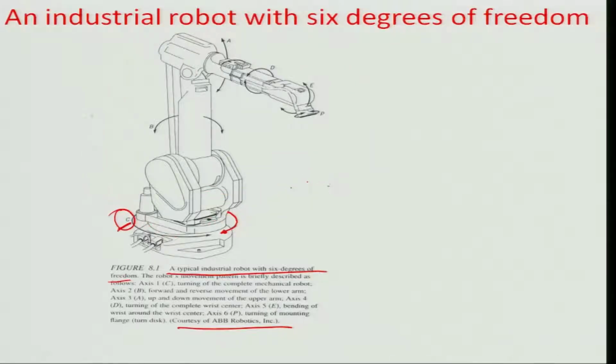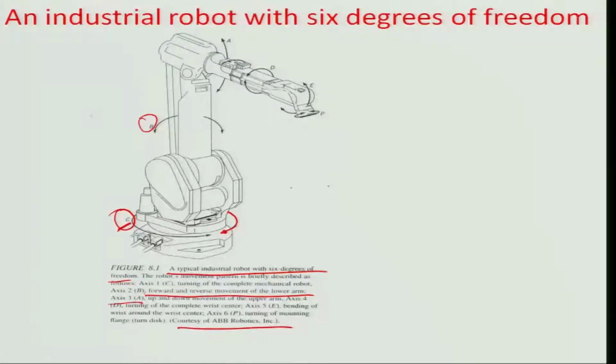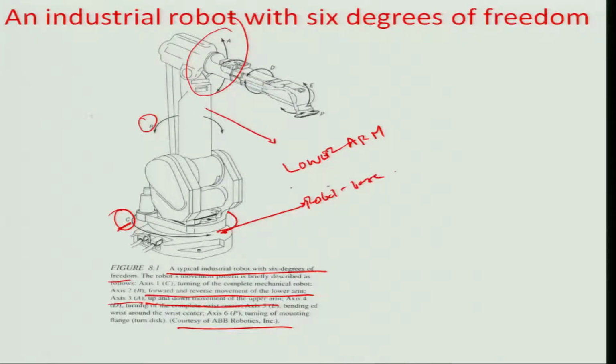The other turning can be about the point B, where the forward and reverse movement of the lower arm can take place. So this is the movement of the lower arm. Again, axis 3 about A is the axis where the up and down movements of the upper arm can be formulated. This is the lower arm, this is the robot base for executing overall missions, and this right here is the upper arm.